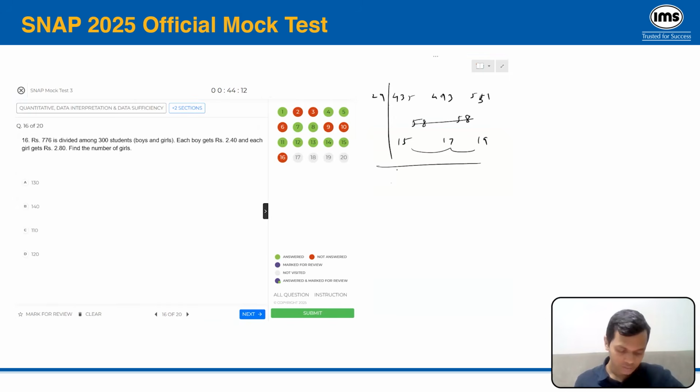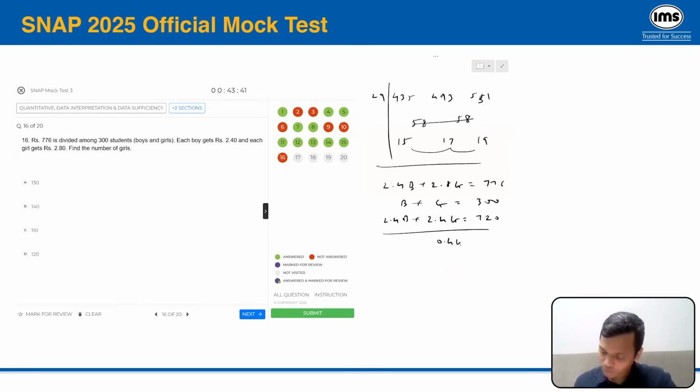Rupees 776 is divided among 300 students. Each boy gets 2.40. Okay, so 2.4B plus 2.8G is equal to 776, and B plus G is equal to 300. Okay. This is what we have to solve. We have to find the number of girls, right? So boys, let's eliminate: 2.4B plus 2.4G is equal to 720. If I subtract, 0.4G is going to be 56. So G has to be 140.